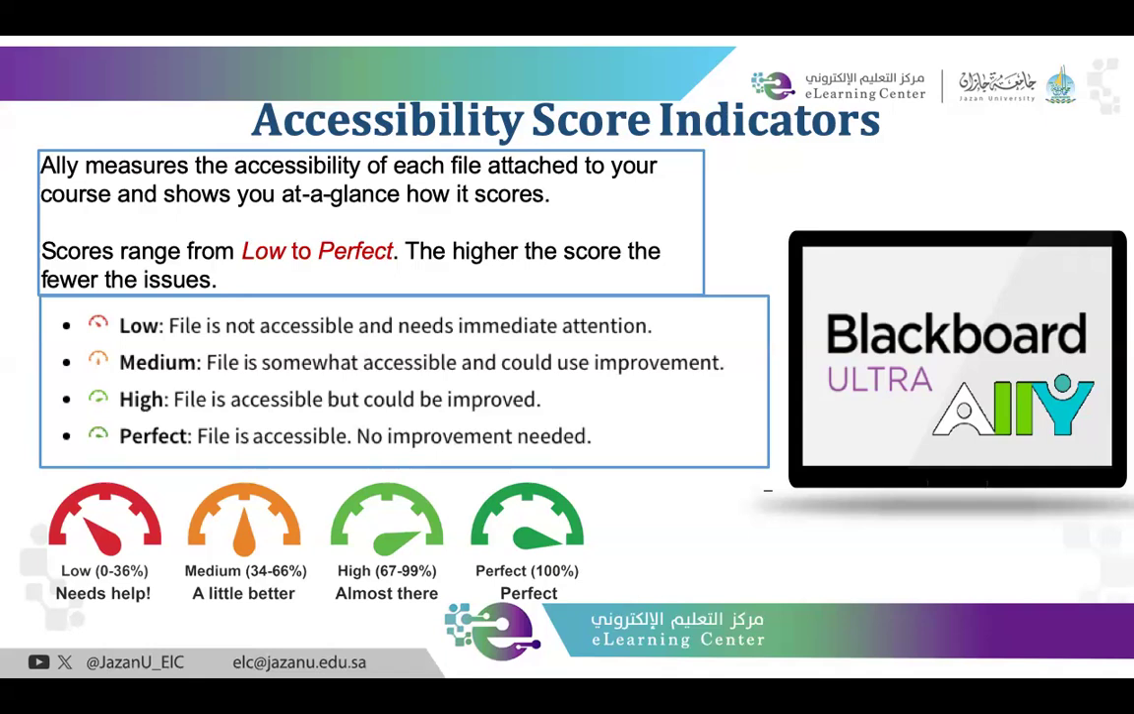What does this mean? If the indicator is low, the file is not accessible and needs immediate attention. If it's medium, it means the file is somewhat accessible and could use improvement. And if high, the file is accessible but could be improved. And if it's perfect, totally green, it's 100%, the file is accessible, and no improvement is needed. So these are the indicators: 0 to 33%, it's low, 34 to 66%, it's medium, 67 to 99% is high, and perfect is 100%.